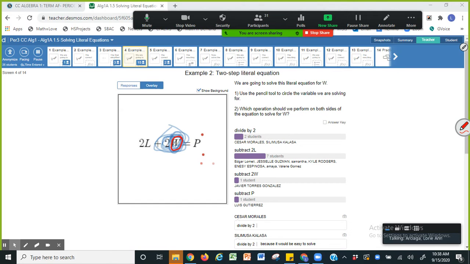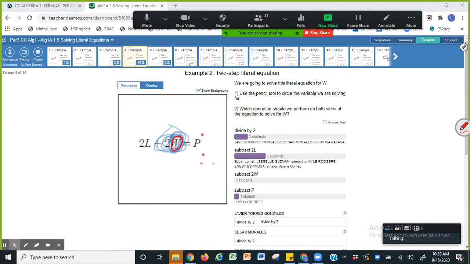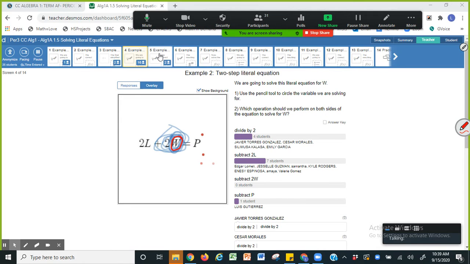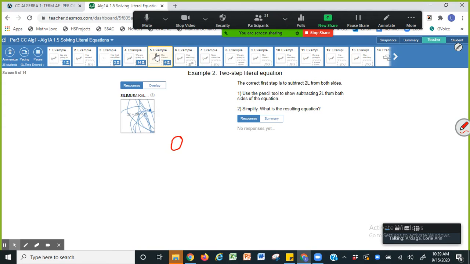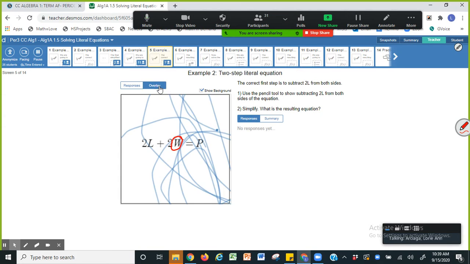Okay, 7 students voted for subtract 2L. If you subtract the 2W, Javier, then we can't leave the W by itself on the left-hand side, right? So maybe let's keep the 2W there because it's the W that we're trying to get. All right. So let's show the correct answer on the next slide. So go ahead and move on to the next slide and see what the correct answer is.